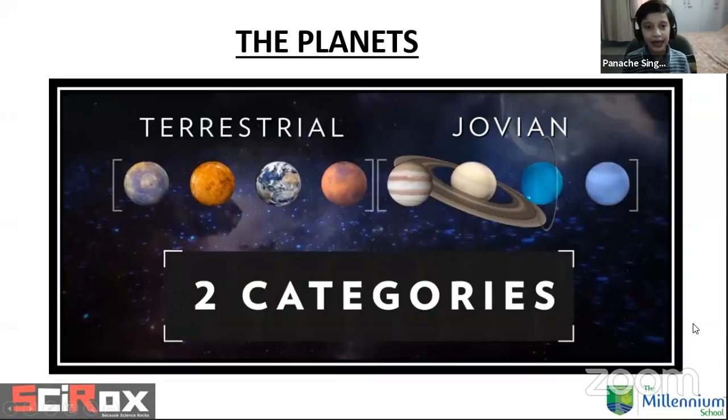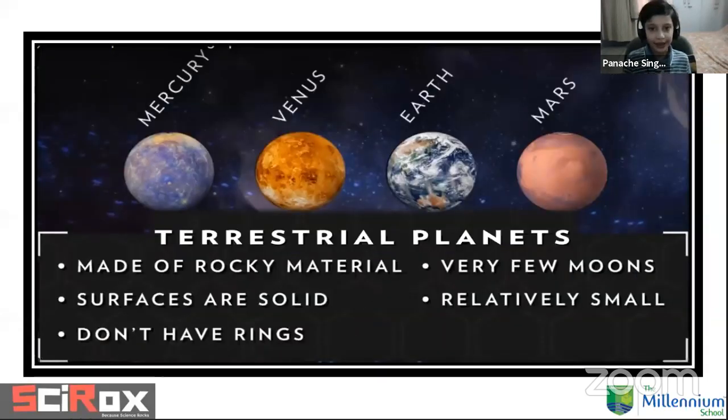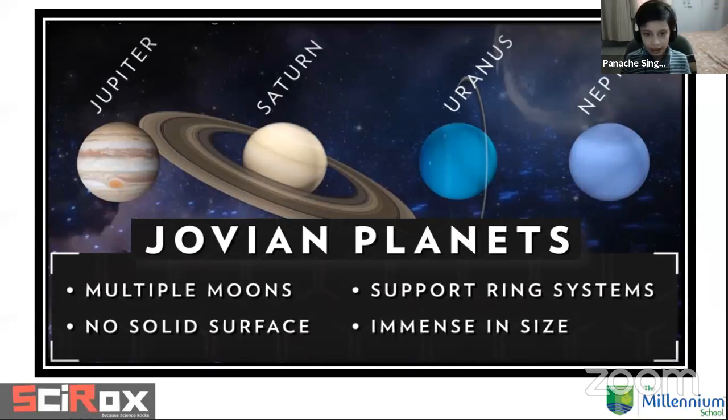The planets. The 8 planets orbiting the sun can be divided into 2 categories, terrestrial and Jovian. The first 4 planets, Mercury, Venus, Earth, and Mars, are called terrestrial planets. They are made up of rocky material and have solid surfaces. They are smaller in size and do not have rings. They have very few moons. The next 4 planets, Jupiter, Saturn, Uranus, and Neptune, are called Jovian planets. They have multiple moons and rings. They are huge in size and do not have solid surfaces. Let's now look at all these planets together.